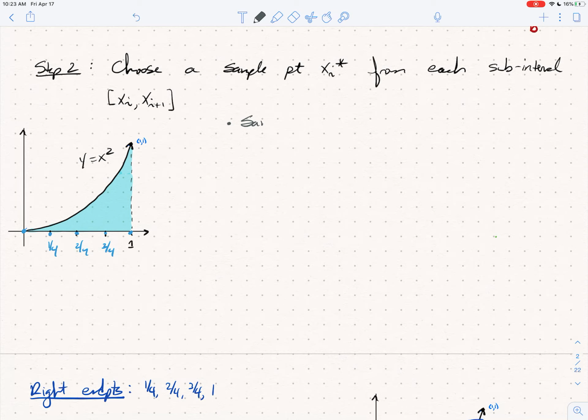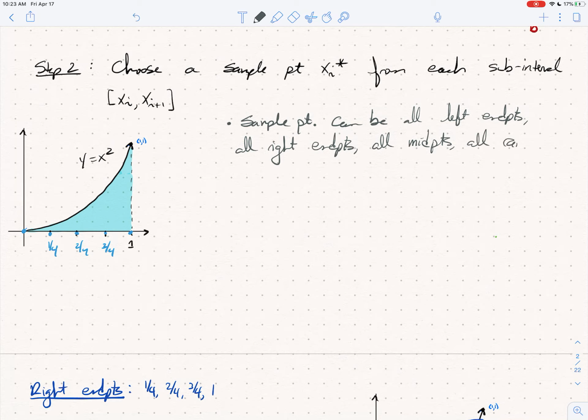So the first comment is the sample points could all be left endpoints. They could be all right endpoints. They could be all midpoints of each interval, or they could be all random. But of course, when I say random, I do mean a random point from each subinterval. You do have to pick the point in the little piece of the x-axis that you're working at.